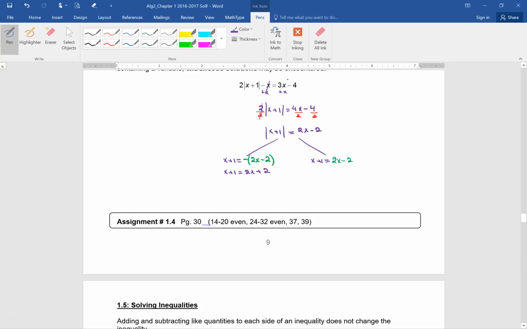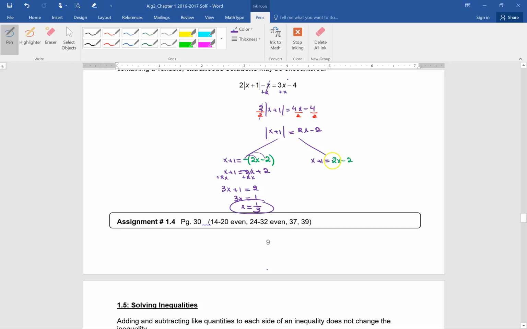Okay? We distribute the negative, so it becomes negative 2 here. Now, I add 2x, and I add 2x. So I get 3x plus 1 is equal to 2. What do I do to the 1? Right? So 3x is equal to 1. So what's x equal to? x is 1/3.